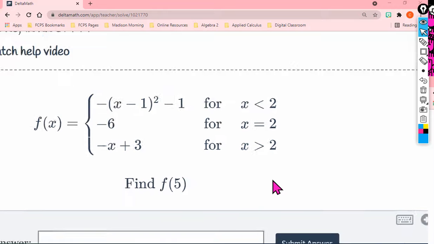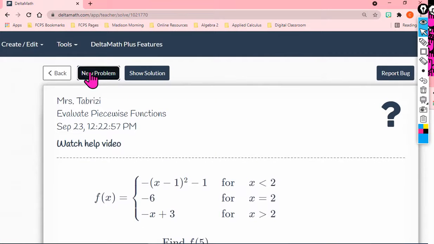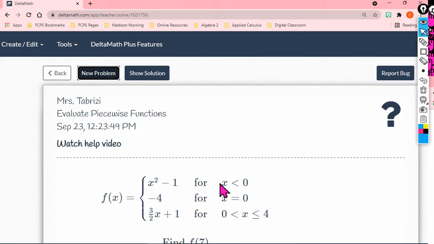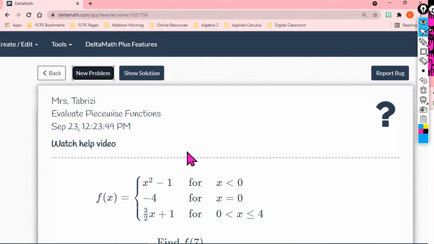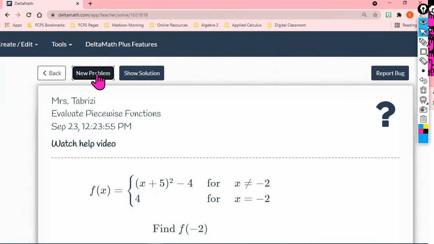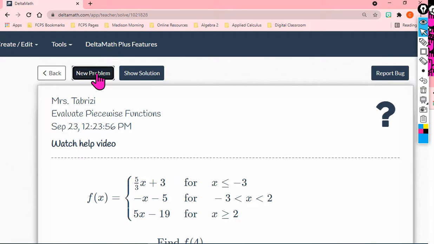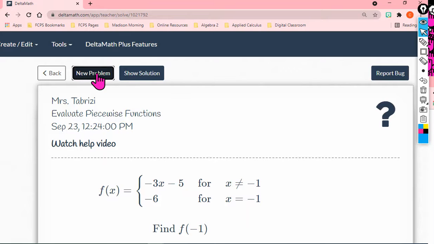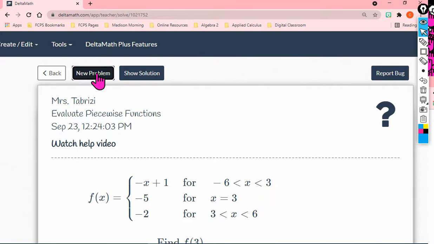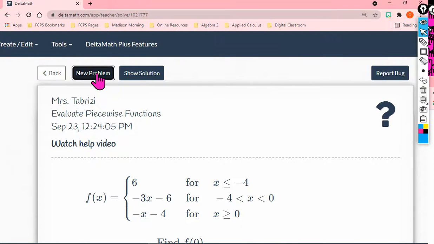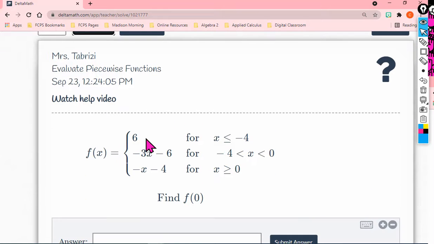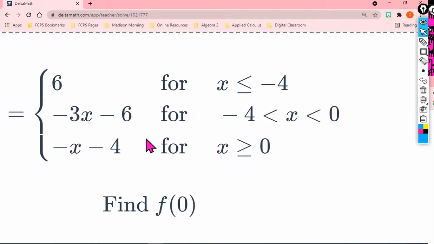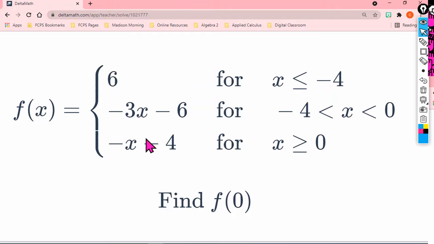I want to see everybody respond. Let's do this one. Okay, last one. Evaluate.